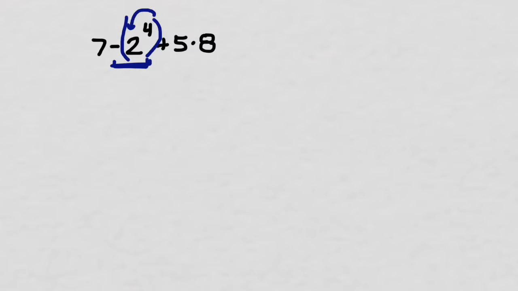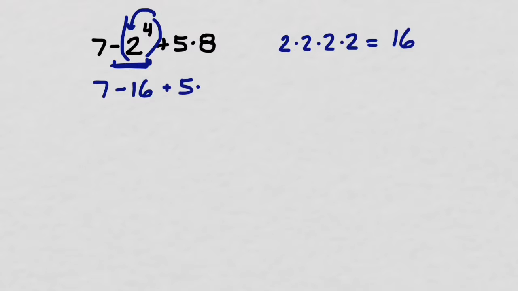So the exponent 2 to the fourth power, well, we said a moment ago, that means we repeat multiplication how many times? 4 times. And so that's going to equal 16. So this expression is going to be 7, we still keep the minus sign, it's positive 2 times itself 4 times, 7 minus 16, and then plus 5 times 8.